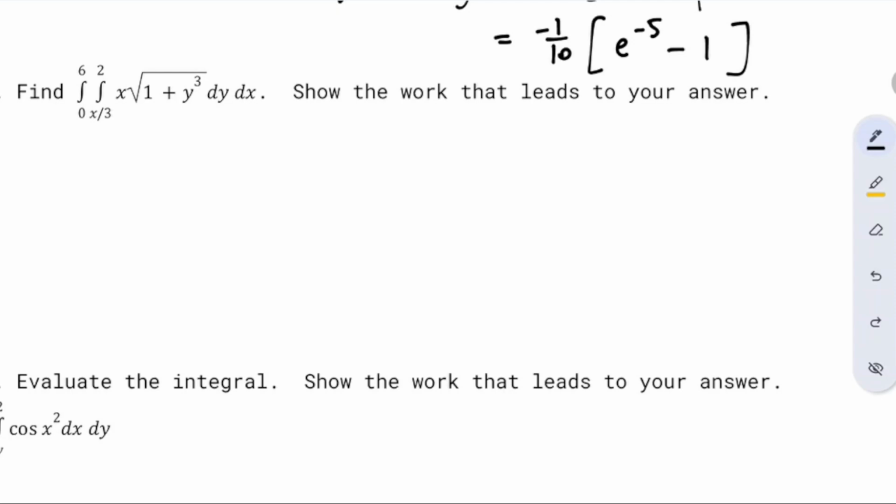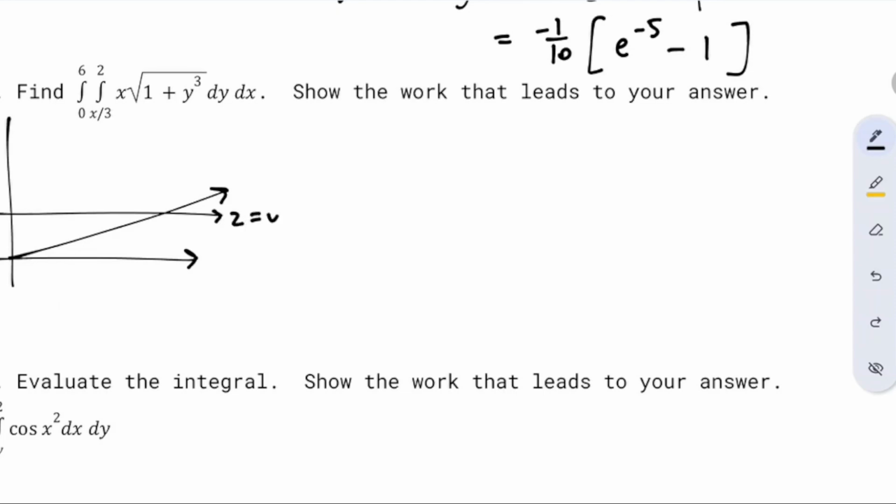I needed to draw the region of integration on this one. So y equals x divided by 3. That's a line with a shallow slope. y equals 2 there. And x going from 0 to 6, so that is this region right here. If I want to do dx and then dy, I'm going to go like that.